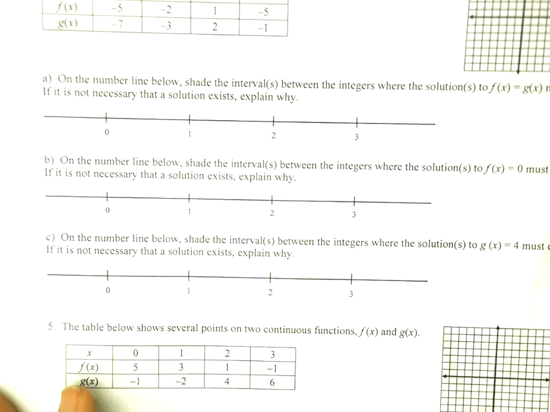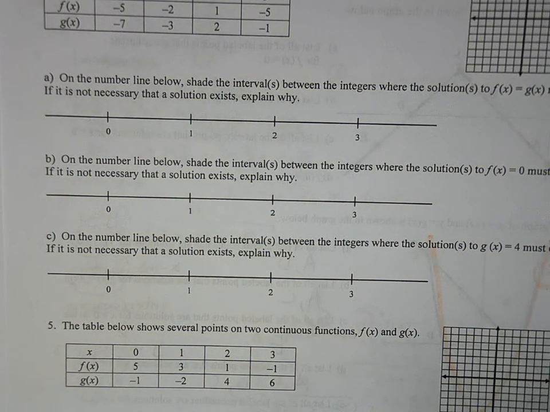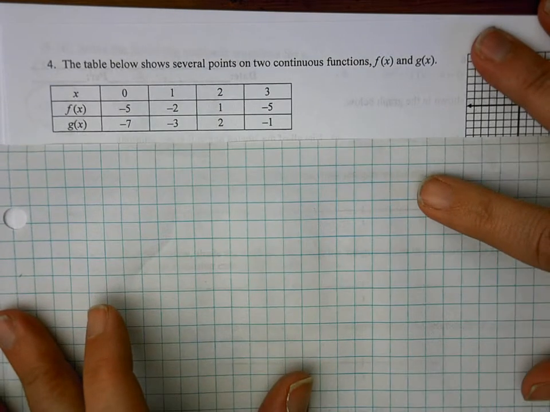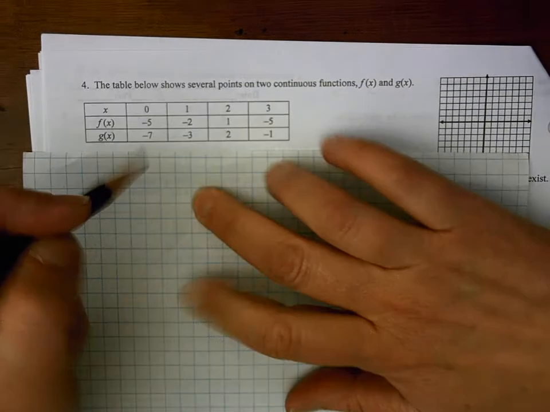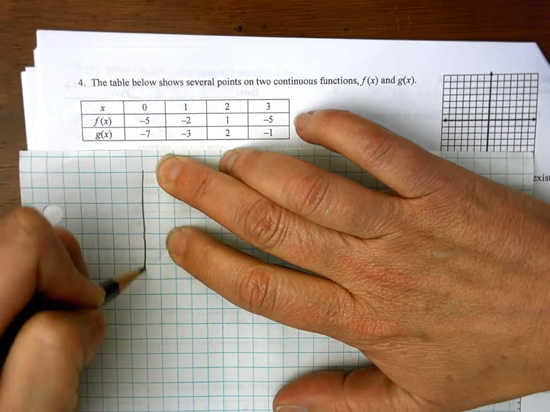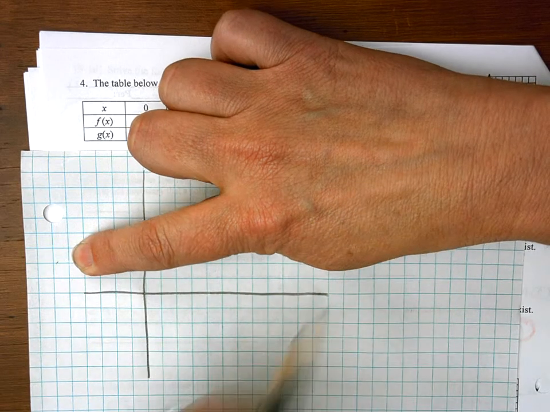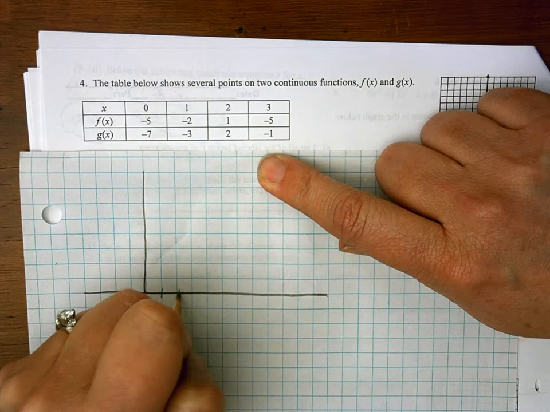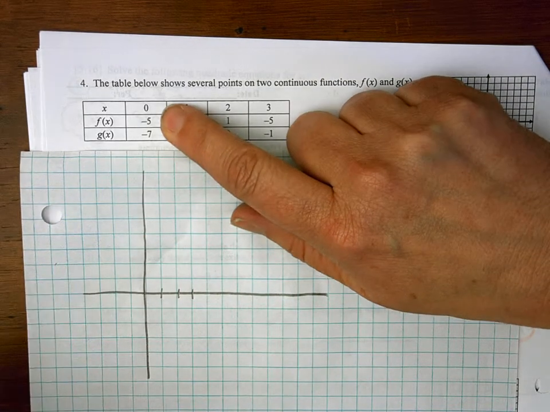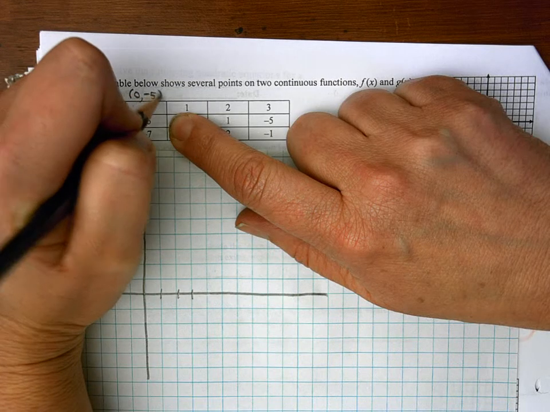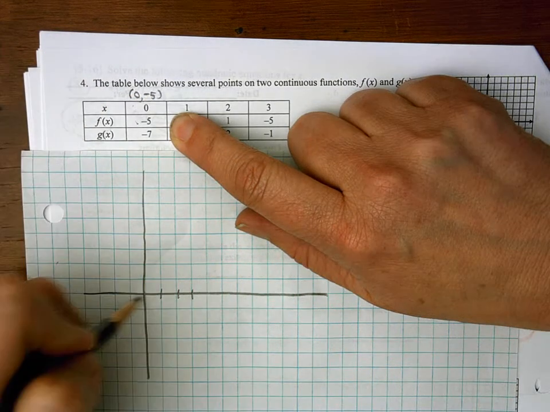Okay, so let's go ahead and take a look at question number 4 here. For this one, I'm going to do this on a separate graph because the graphs are really small. All right, so for question number 4, we want to graph our functions. Let me do coordinate axes. When x is 0, my y value for f is -5. So I'm going to go over 0, down 5.